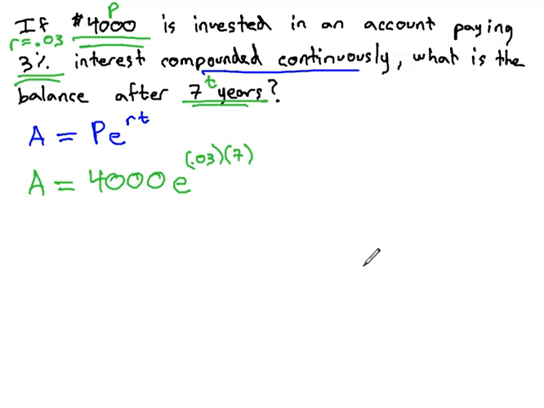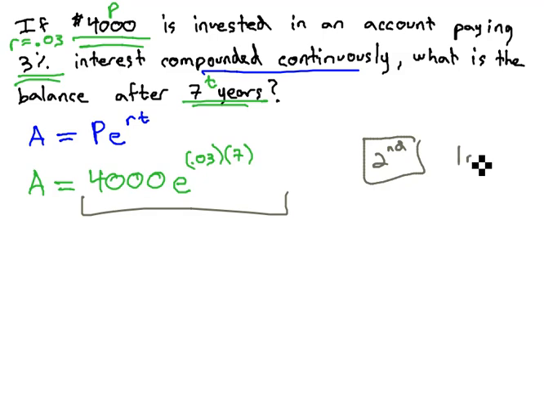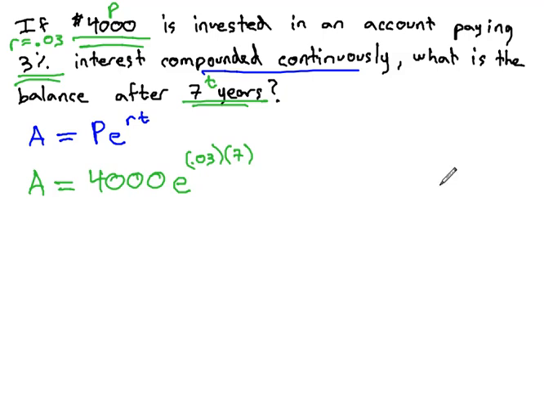Now, depending on the type of calculator you're using, you can type this in several different ways. Some calculators can handle this really easily, because when you use the e button, sometimes you have to hit second, and then ln, depending on the calculator you have, because above ln you see e, and then an exponent character. When you use the e button, it automatically opens parentheses for the exponent. You can type in 0.03 times 7, but I always like to be safe and multiply out that exponent first. So we have 4,000, e to the 0.03 times 7 is 0.21, and I type that into my calculator.